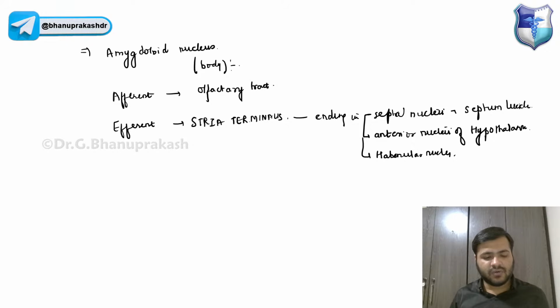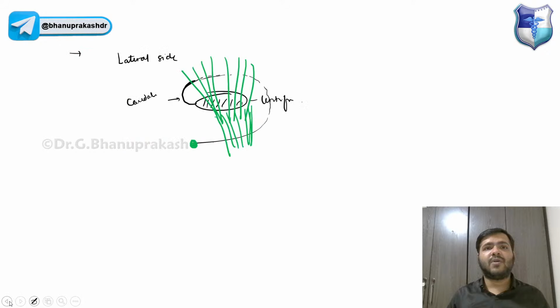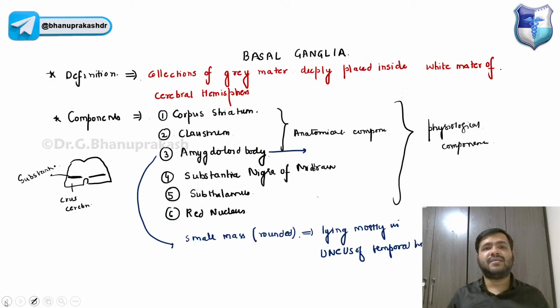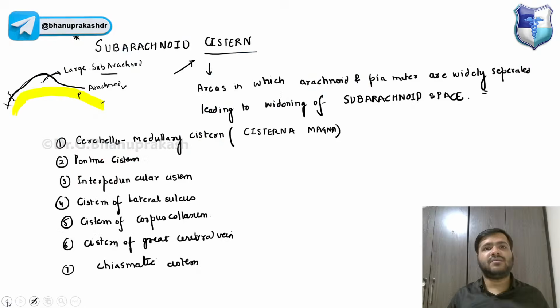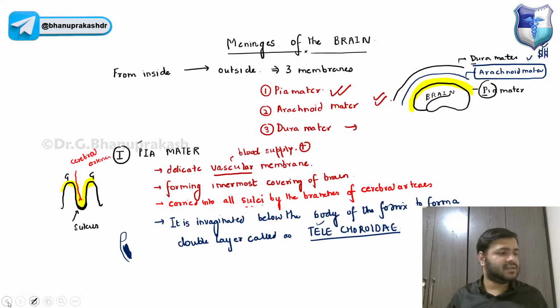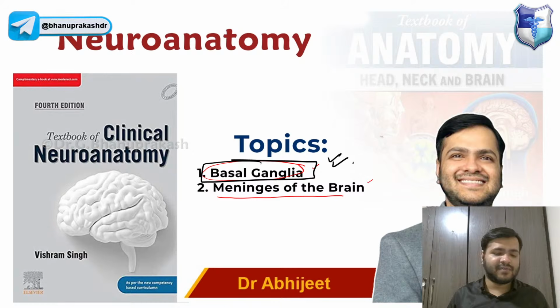Basically, you have to remember the stria terminalis, guys, serves as a pathway for connection of the olfactory and the visceral functions. That is something you have to remember about the amygdaloid nucleus, guys. So that is about the basal ganglia and the meninges of the brain that we have discussed in detail, guys.